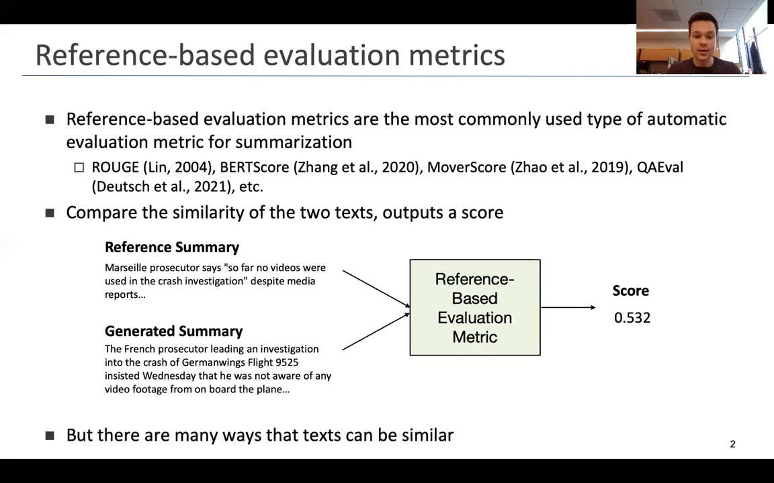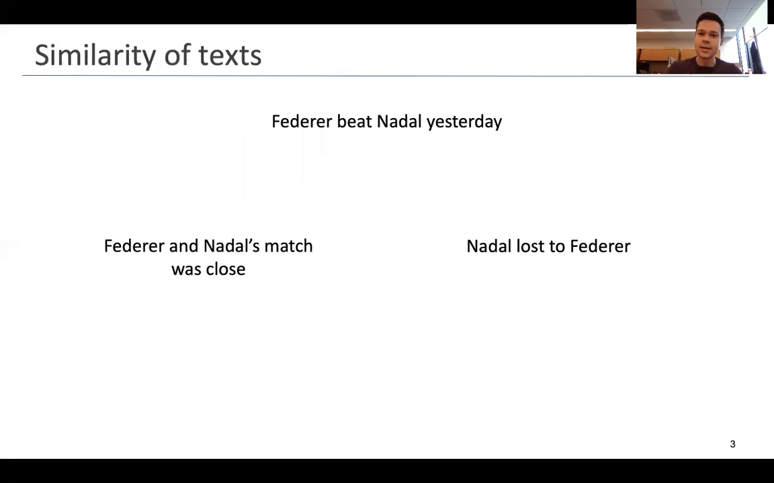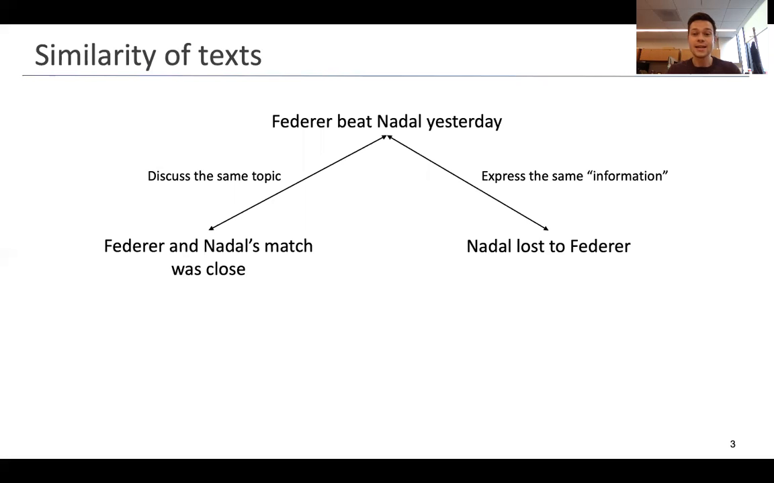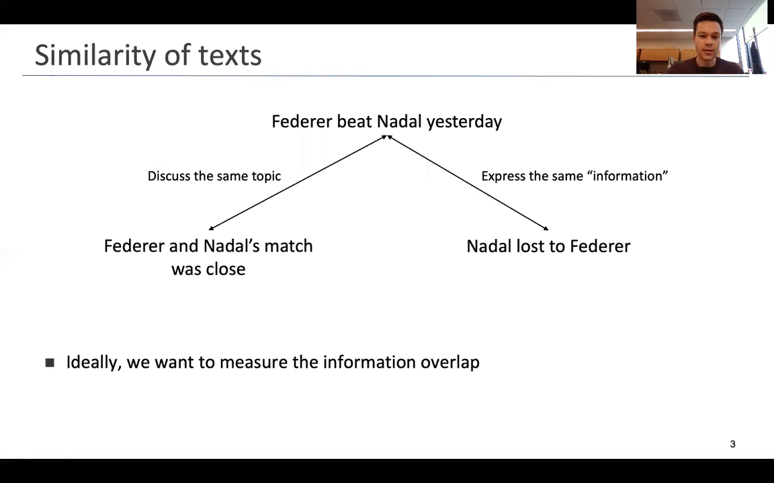However, there are many ways that two texts can actually be similar. So for example, the sentence at the top is similar to both of the sentences at the bottom. That Federer beat Nadal yesterday is similar to Federer and Nadal's match was close, but I would argue that they're similar because they're discussing the same topic rather than the actual information content. Whereas the sentence on the right, that Nadal lost to Federer, is actually expressing the same information as the sentence at the top. And so I think ideally we want our evaluation metrics to measure this information overlap between the two texts.